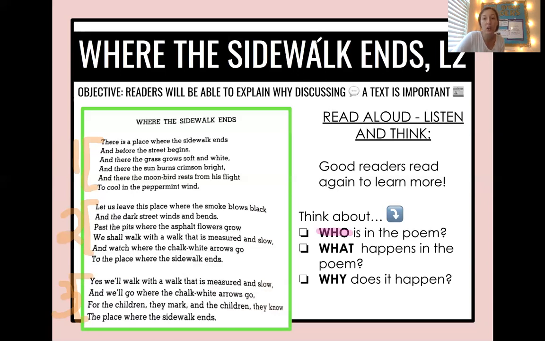After we find our who words, we want to start looking for our what words. We're going to mark those what words in red, and today our what is going to be anything in the poem that tells us about where the sidewalk ends. I went ahead and marked my title in red so that we know what our what is about. Anytime that we hear details or descriptions about where the sidewalk ends, that's going to tell us what.